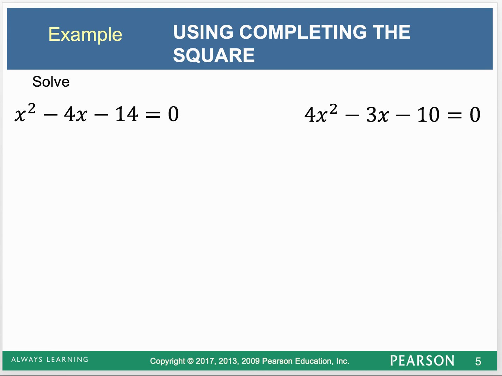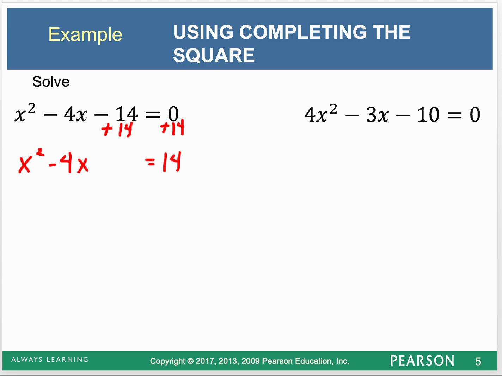First step on completing the square is make sure that you move this constant term to the other side of the equal sign. Right? So I'm going to add 14 to both sides. Second step, make the leading coefficient 1. Now in this problem it already is 1, right? Over here we'll see an example of what to do when it's not 1, but make it 1.